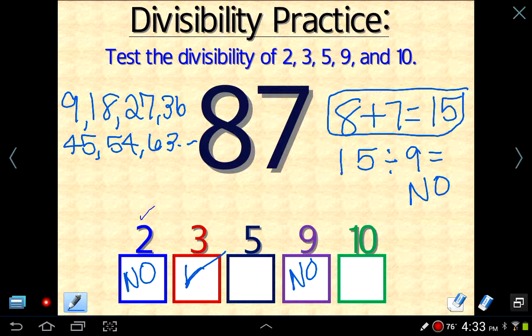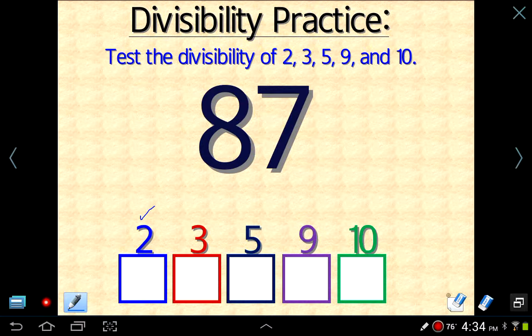And what are those called? Those numbers that 9 is divisible into are called what? Rhymes with schmultiple. That is right, multiple. Those are called multiples. 90 is a multiple of 9, 9 times 10. So we've determined so far that 87 is divisible by 3 and 3 only. We've checked 2, 3, and 9, and we only have one yes.